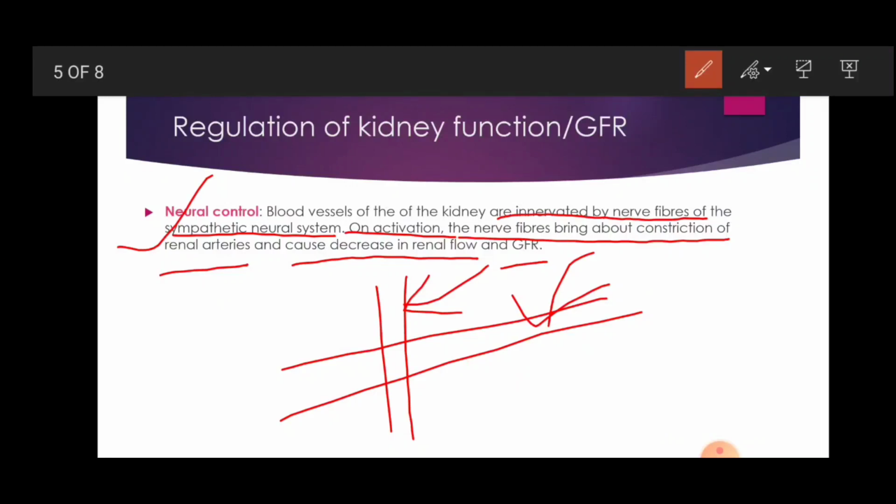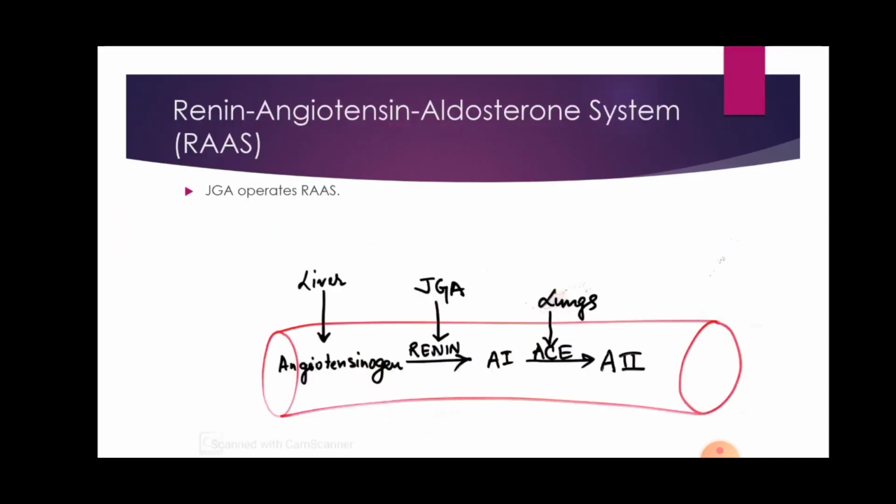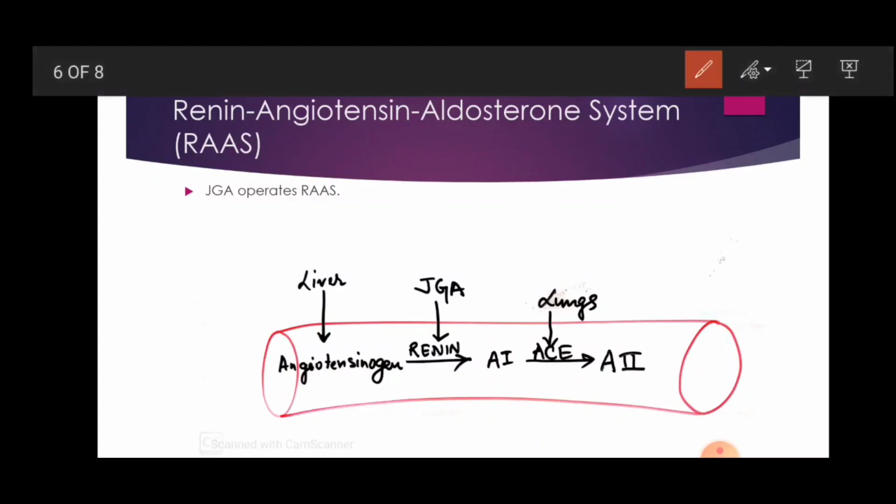Means neural control comes into play when the GFR is increased. So in order to bring it to normal, renal arteries constrict on activation of the nerve fibers, leading to a decrease in the renal flow and finally GFR. Now let's see another mechanism, and this is the topic of our interest.